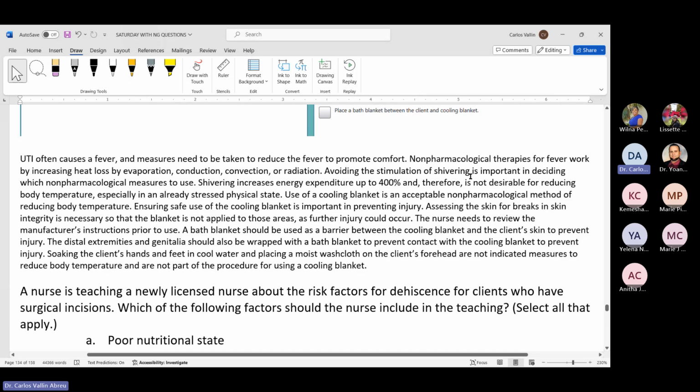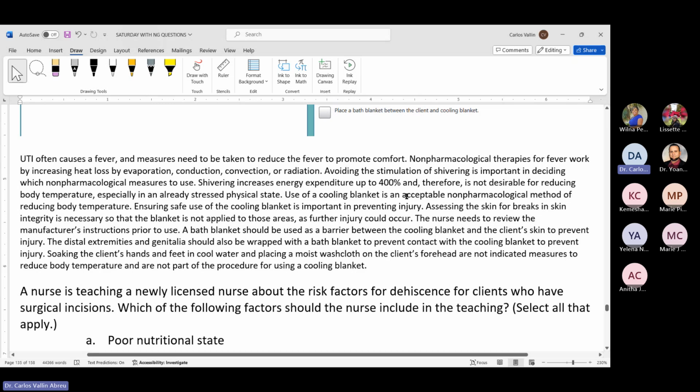Avoiding the stimulation of shivering is important in deciding which non-pharmacological measure to use. Shivering increases energy expenditure and therefore is not desirable for reducing body temperature, especially in an already stressed physical state. So it is an important concept. The shivering is what brings the chills, which is associated with this kind of intervention like ice packs, etc. It is not correct.